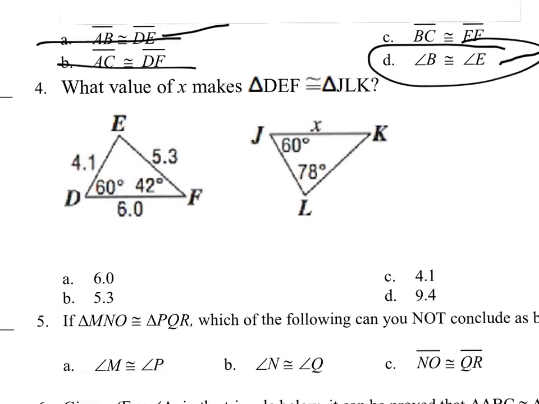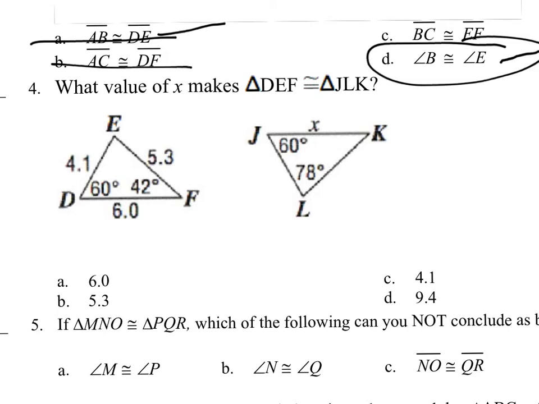Number 4, what value makes these two triangles congruent? Well, remember, we have 78 degrees here, and we have 42 degrees here. We could have added the angles up, subtracted from 180 to figure that out. Well, if you'll notice, the side opposite 60 is 5.3. So that means the side opposite 60 here has to be 5.3. I said degrees, I didn't mean that. Just the length is 5.3.